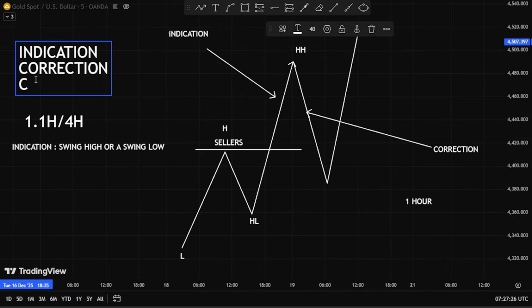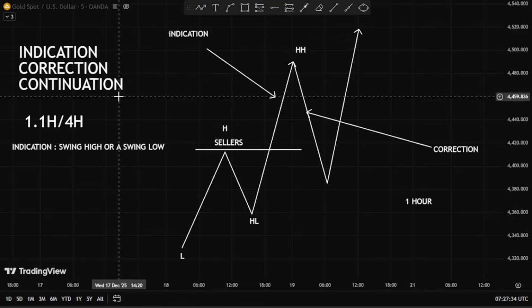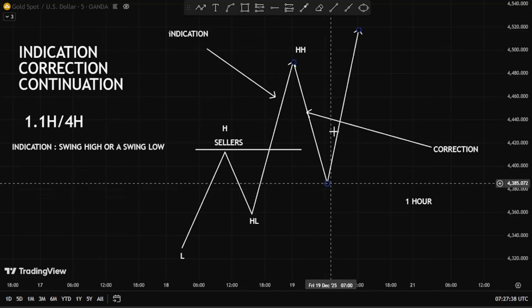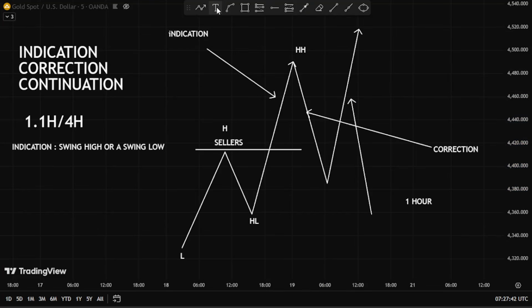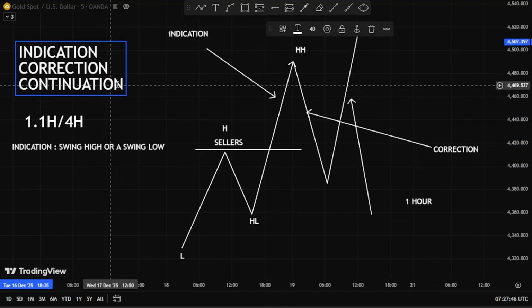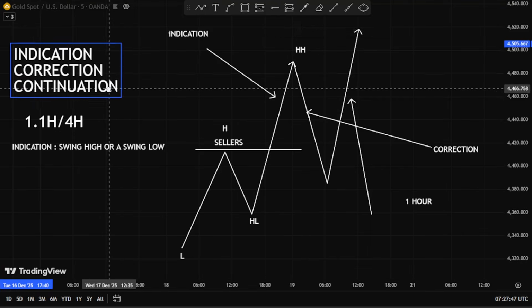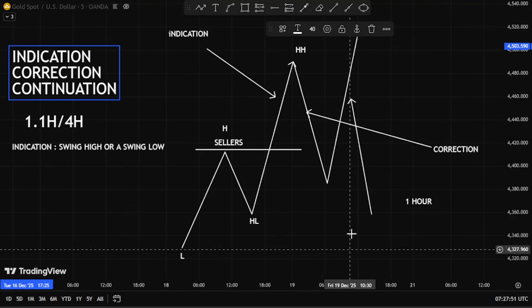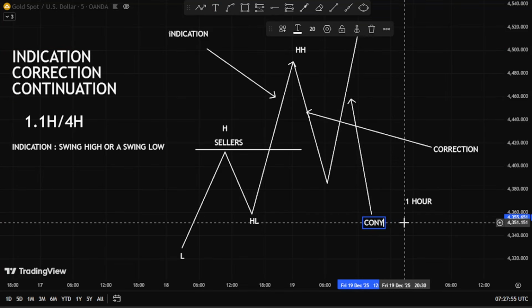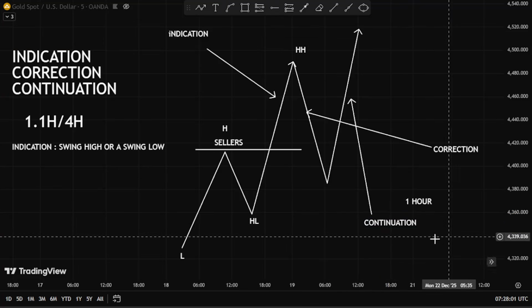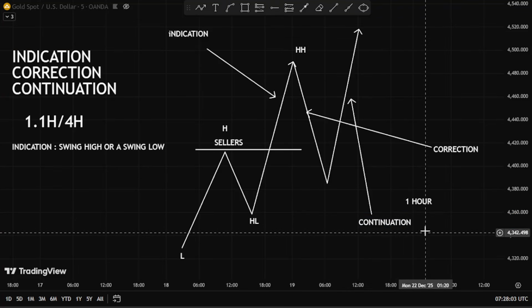So the last part where you're going to be taking your entries from is called what? Continuation. And so this is the ICC: indication, correction, and then where you're going to be taking the entries from, continuation. So let me just type it. Continuation. Nice. So this is the ICC.